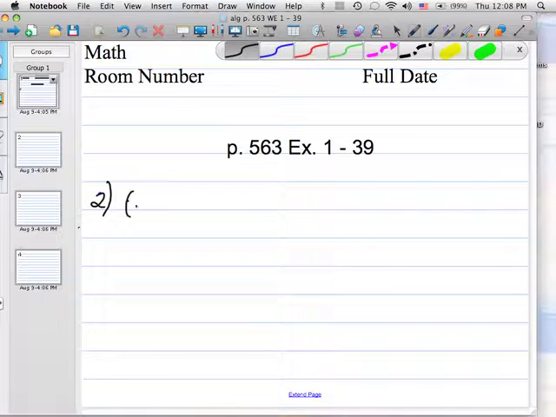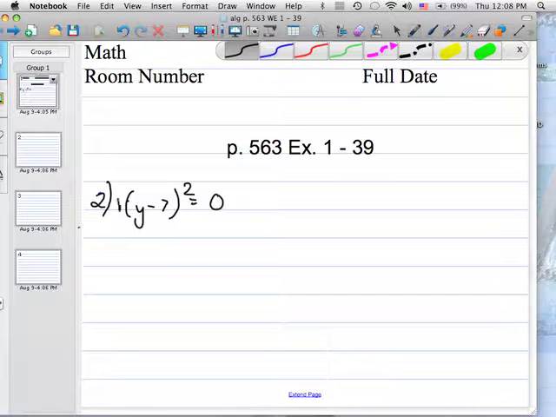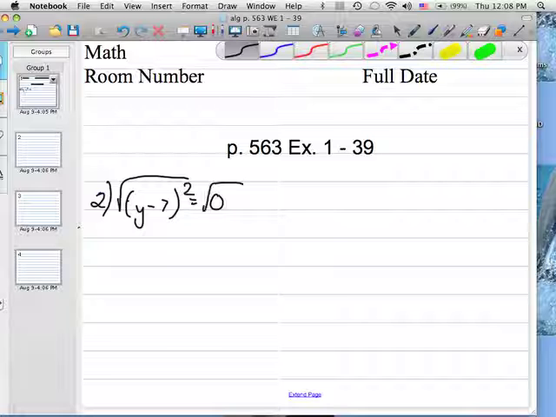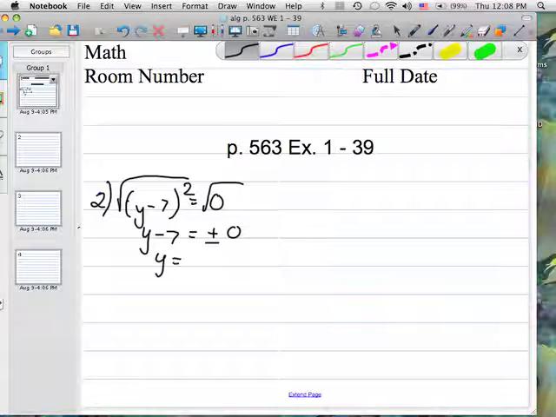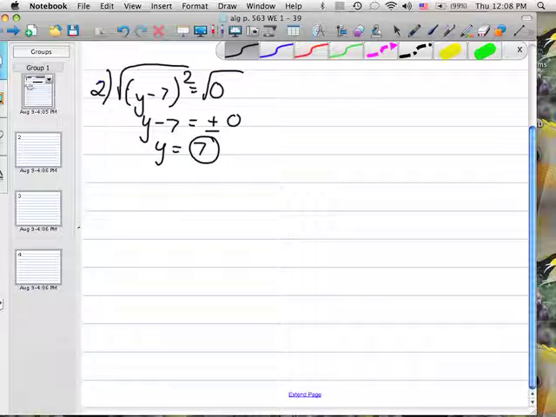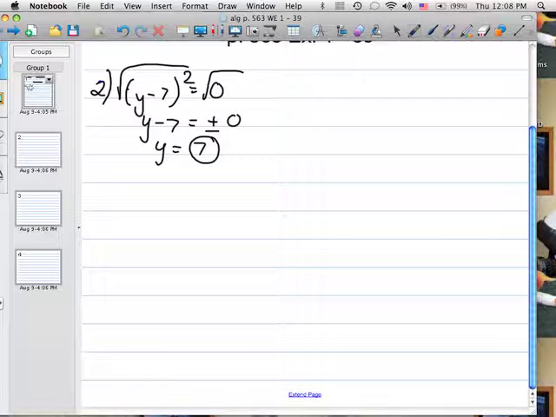We have the quantity y minus 7 squared equals 0. Perfect square is isolated, so we get y minus 7 equals plus or minus 0. So y equals, adding 7 to both sides, 7. There's only one solution. Remember what was under the radical? If it's 0, we only have one solution.